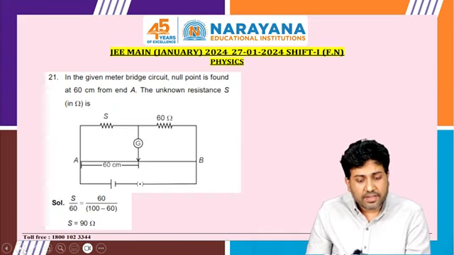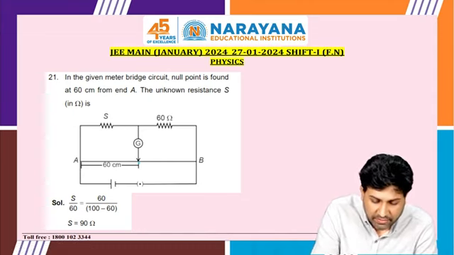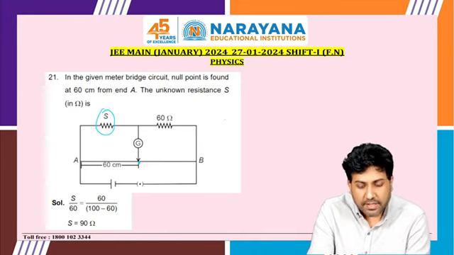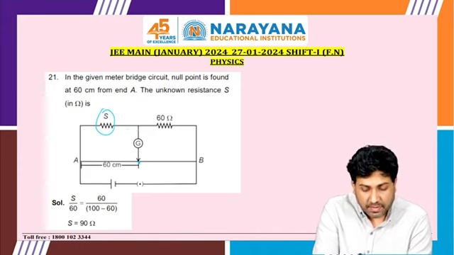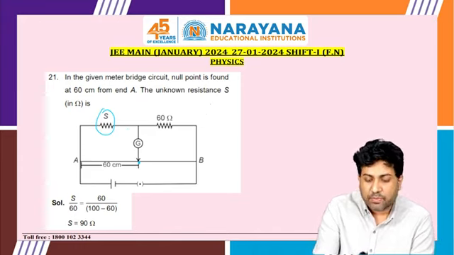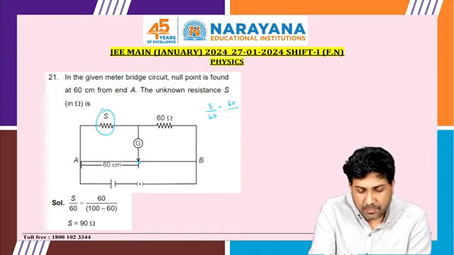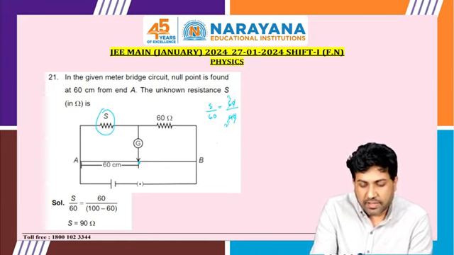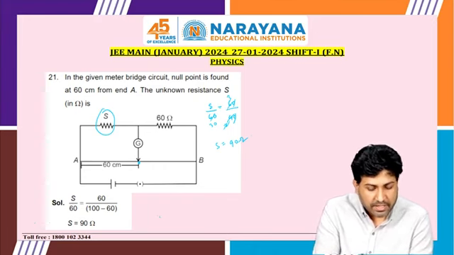In this question, it is given that there is a meter bridge arrangement and the null point is as shown in the figure. What is the unknown resistance S? It's again a pretty straightforward question. We know that at null point it has to make a Wheatstone bridge, because the null point means there is no current through the galvanometer. So I'll just write S upon 60. The condition of Wheatstone is 60 upon 100 minus 60, which is 40. So I will get S is equal to 90. That's it. This is the answer. All right. Let's move to the next question.